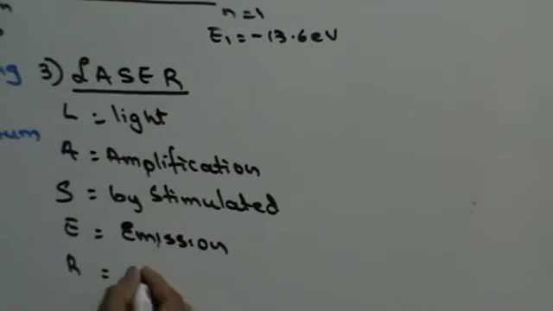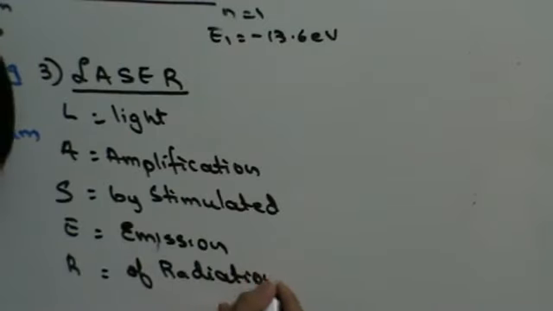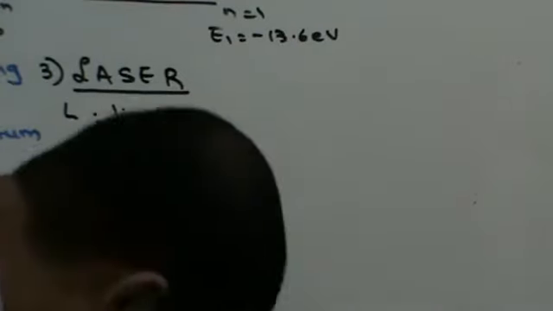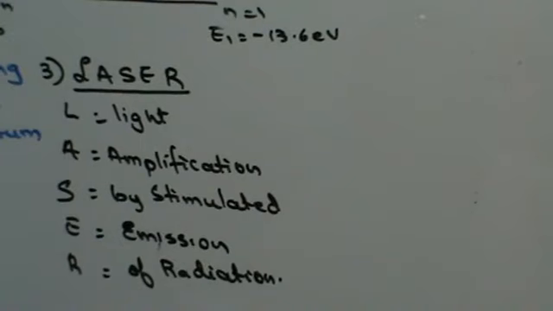Emission of radiation. Right? So it is nothing but a method of amplifying light. What is laser? Laser is a method of amplifying light. Now how do I amplify light?